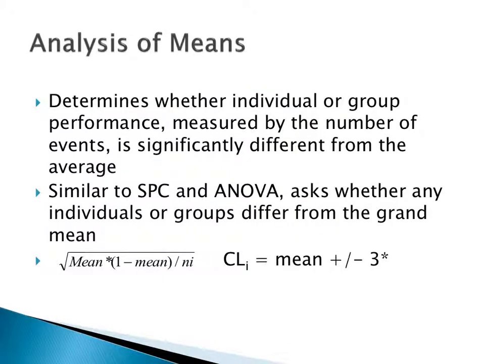An analysis of means is kind of an interesting approach to testing differences between groups. It looks at whether the individual or the group performance is significantly different from the average. It combines an analysis of means, looking at differences from the central tendency line, but it also reminds me of the P-charts that we did a couple of chapters ago, where you come up with a control chart that varies according to the sample size. So we'll see a good example of that in a minute here.